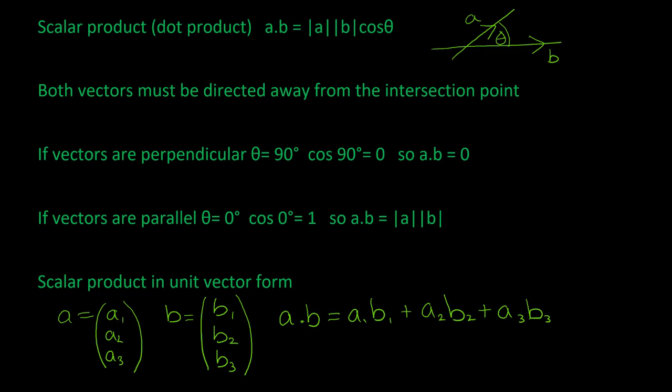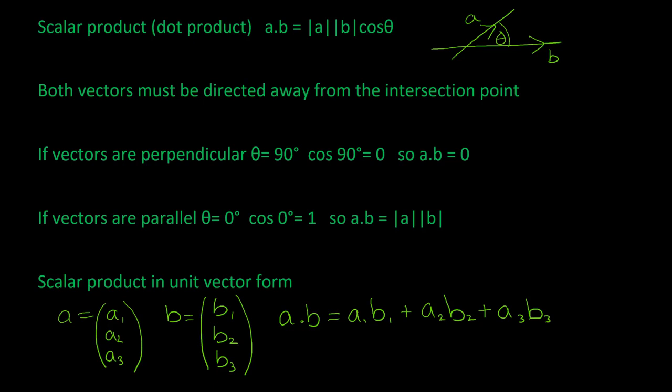So remember, these modulus signs in this context just means that we need to find the magnitude, which we do using Pythagoras' theorem. Now, there is an alternate form that we might want to use of the scalar product using unit vector form. So if A is this vector here and B is this one, then the dot product will be A1 times B1 plus A2 B2 plus A3 B3. Now just to be clear, the answer to a scalar product is a scalar, it's not a vector.